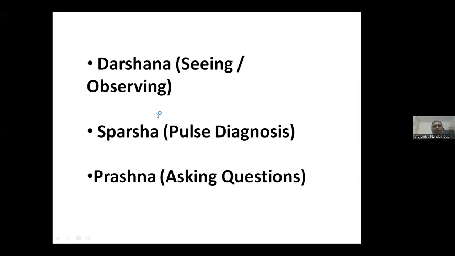Okay, so I have just shown a slide. Darshana is that you are seeing a person or observing, and sparsha is pulse diagnosis. You check the pulse of the person, nadi, and then you see vata, pitta, kapha, or what imbalances he's having. And then prashna is asking questions.